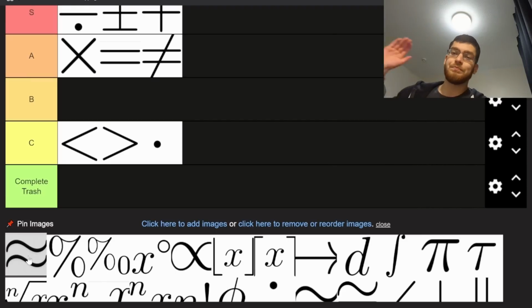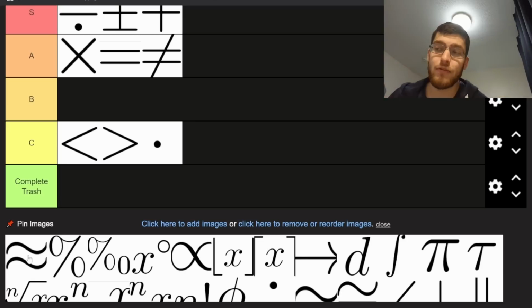Approximately equal to, this makes a lot of sense, okay? Because if something is equal to, then it's equal to, right? It's straight, okay? If something is approximately equal to, then it's wavy, it's wavy. We don't really know for sure.